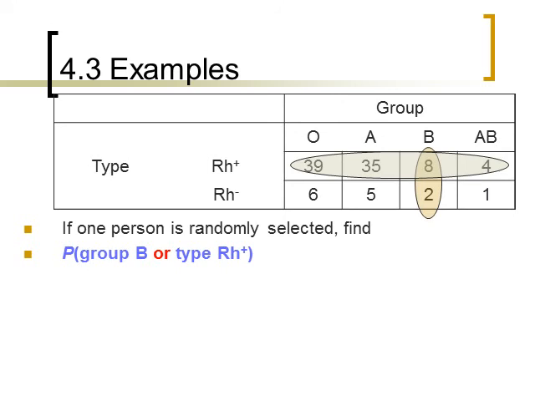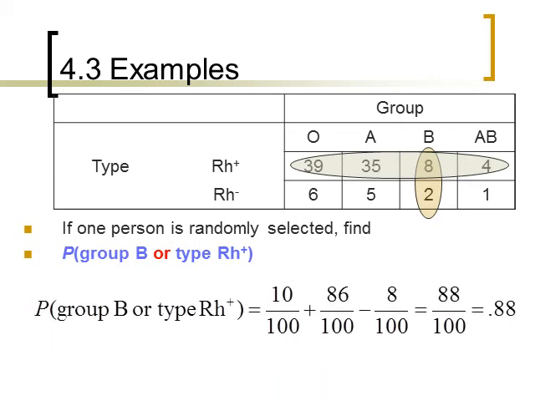So I've highlighted the word or in red because or means to add, and then the probability on the left is the number of people that are group B out of the total people in the chart. And then the fraction that would be on the right is the number of people total that are Rh positive out of the total people in the chart. So let's look at how we set this up. The probability of group B or type Rh positive.